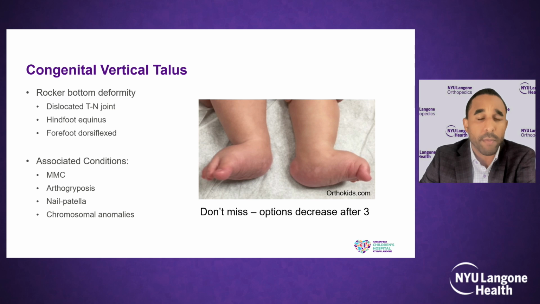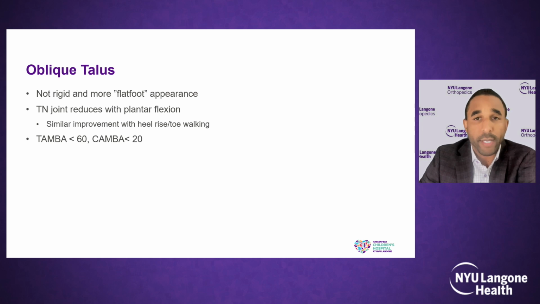The sooner we find it, the better. After age 3, really the options are not very good. We really want to get that joint reduced. It's associated with many conditions, but just something you don't want to miss. And then oblique talus is kind of the in between of those.